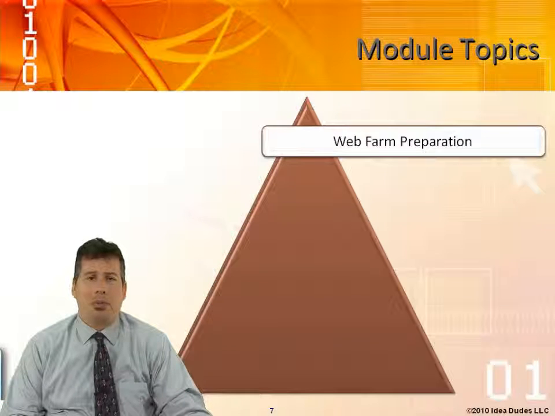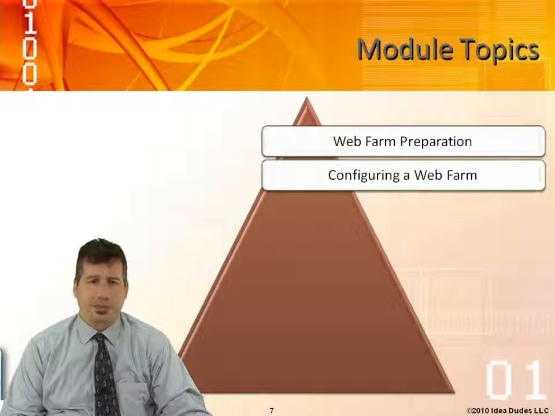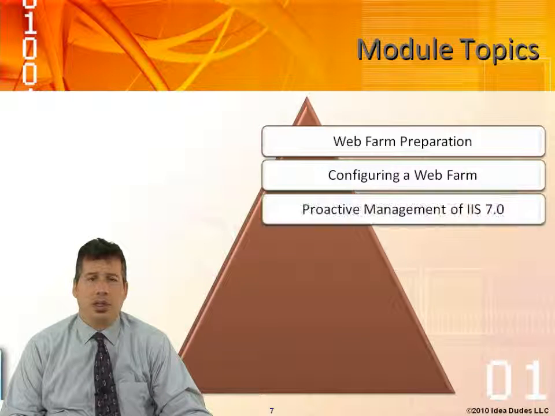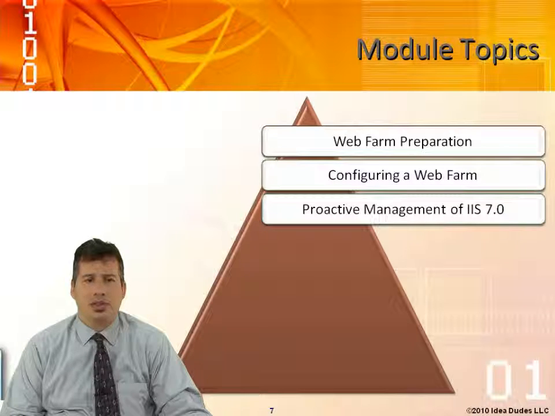We'll look at web farm preparation, using distributed file system and shared configuration. Configuring a web farm. So we'll go through the steps and show you how easy it is to set up a web farm. Proactive management of IIS 7.0. Being proactive means that we're doing it before it happens. So we're planning for things that could go wrong and have a plan that we can back out in case it doesn't go right.